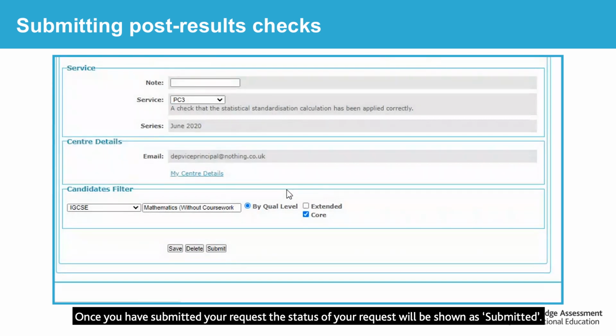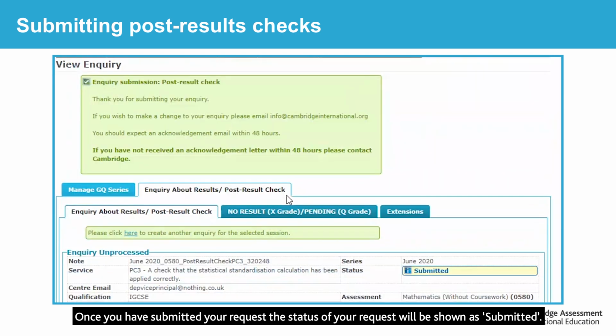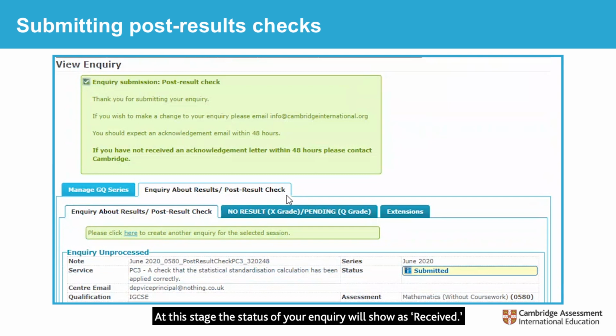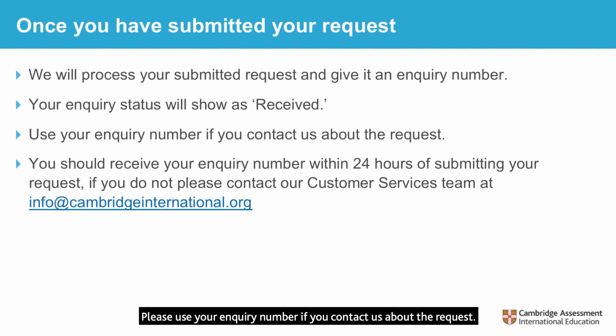Once you have submitted your request, the status of your request will be shown as submitted. We will now process your submitted request and give it an inquiry number. At this stage, the status of your inquiry will show as received. Please use your inquiry number if you contact us about the request. You should receive your inquiry number within 24 hours of submitting your request. If you do not, please contact our customer services team at info@cambridgeinternational.org. If we have questions about your request, we will contact you.